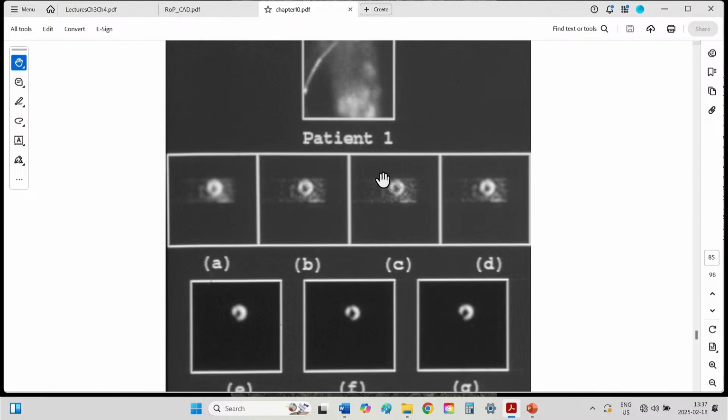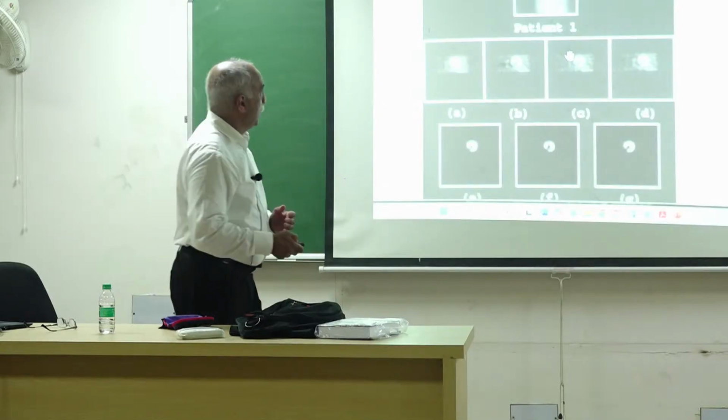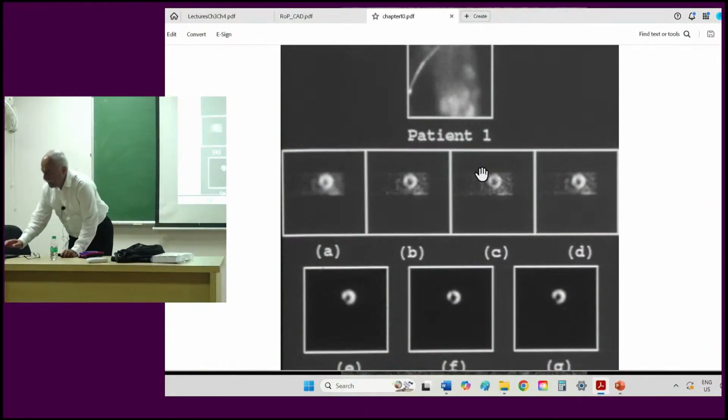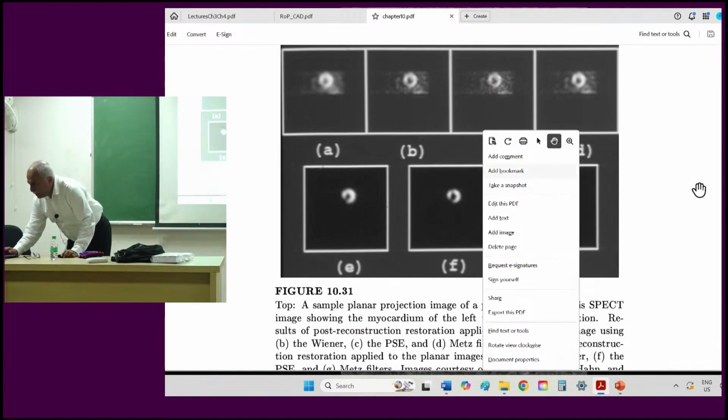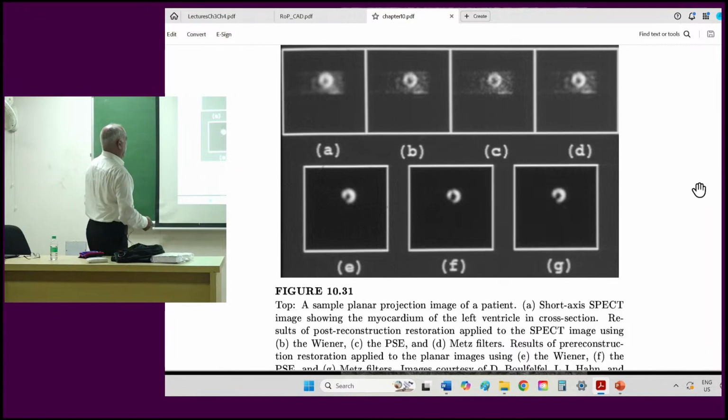So these are the images corresponding to that phantom I showed. If there is a blocked part, then that part of the left ventricle is not getting blood supply due to some blockage. So here we have... I need to check which is which. Post-reconstruction using the Wiener is B. A is the short axis SPECT. This is the original. This is after Wiener filter. Power spectrum equalization, METS filters.